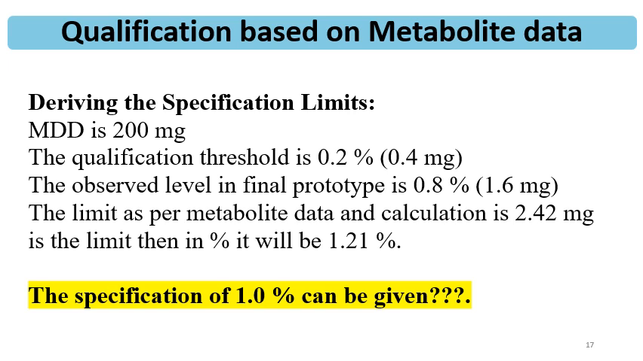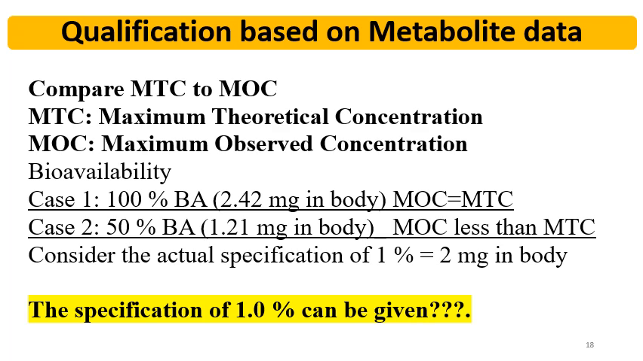So let's see whether we can give it or not. Now there are two terminologies, MTC and MOC. MTC is maximum theoretical concentration and MOC is maximum observed concentration. And this MTC and MOC are for the impurity or metabolite.